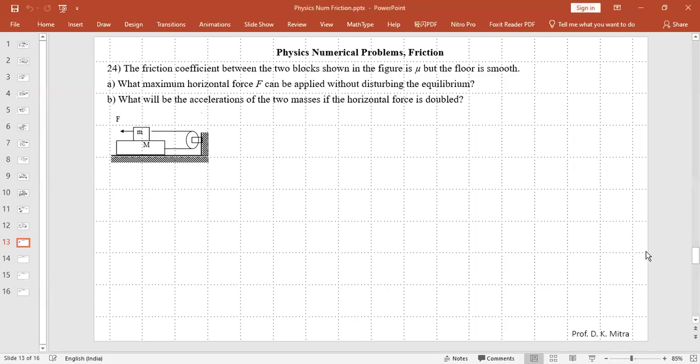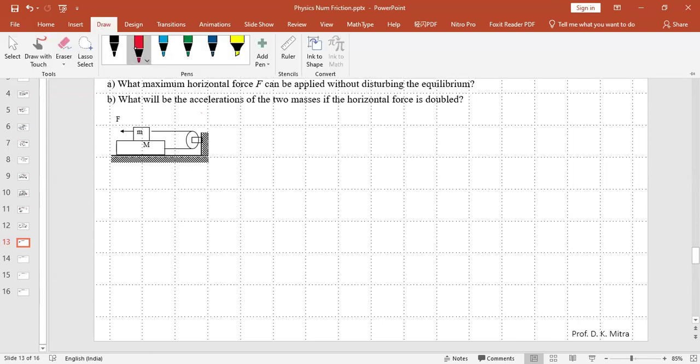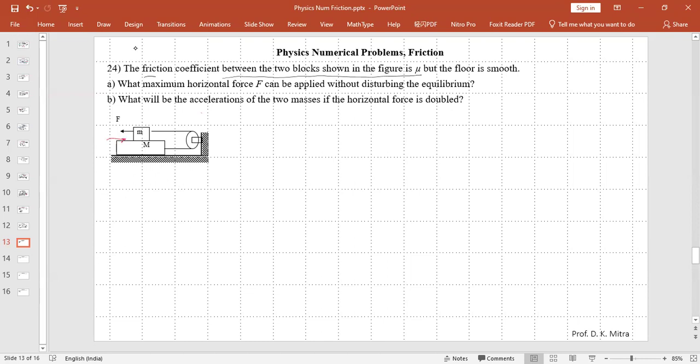We start another problem of the friction chapter. Here it says the friction coefficient between the two blocks shown in the figure is mu. That means the friction coefficient here is mu. The floor is smooth. That means the friction coefficient of the floor is zero.